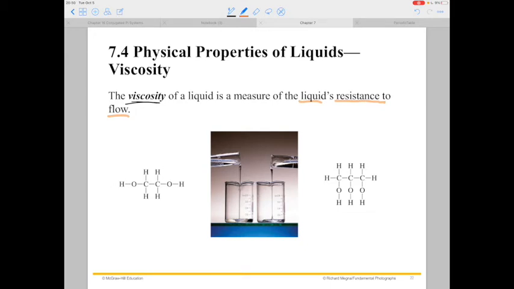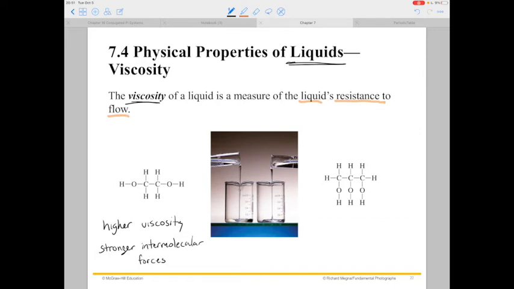And it has everything to do with, again, those intermolecular forces. That's what this chapter is all going to be about. So higher viscosity means stronger intermolecular forces. It is important to note that viscosity is only a property of liquids. So solids don't have a viscosity associated with them, only liquids. Something would have to be a liquid before you could compare or contrast its viscosity.